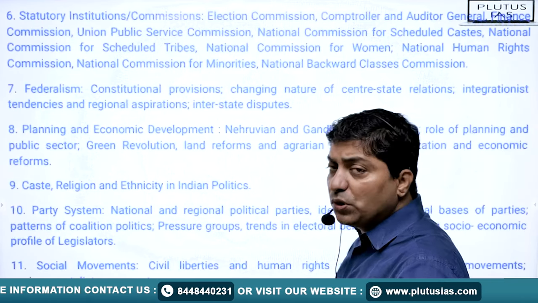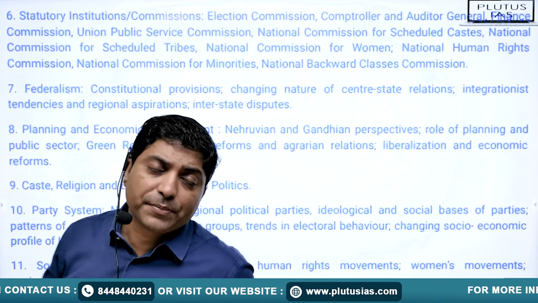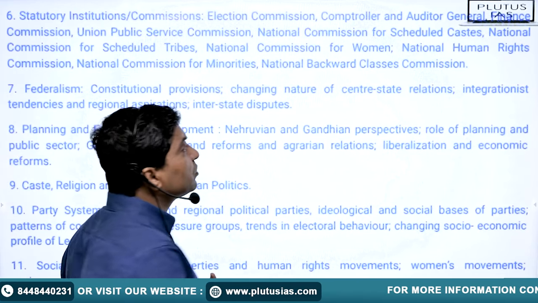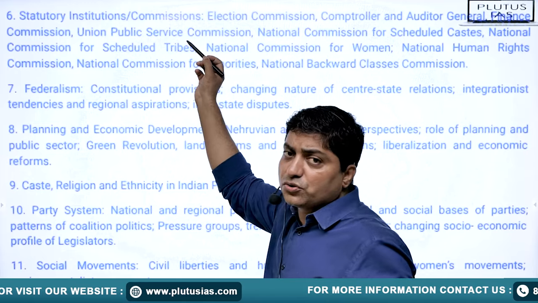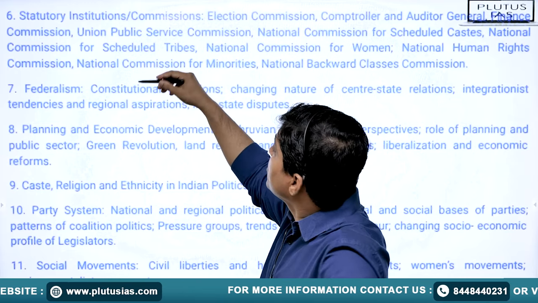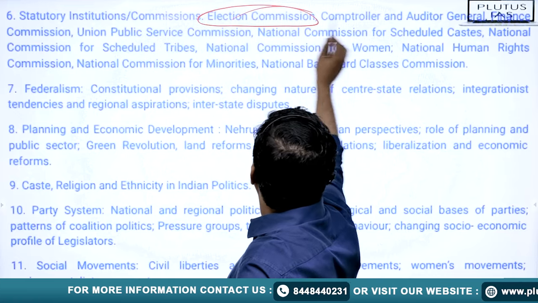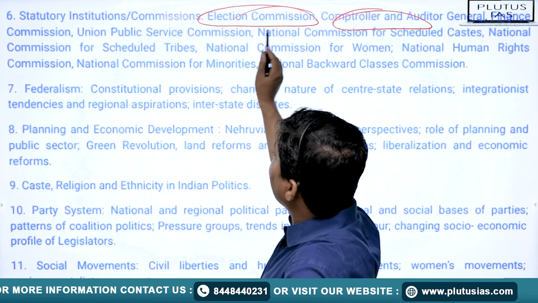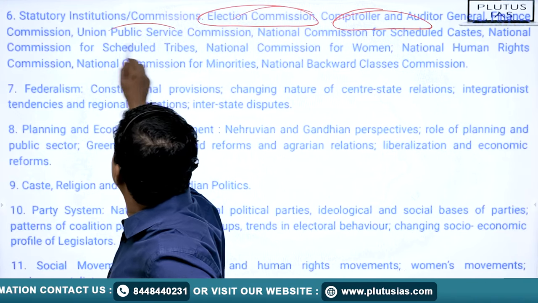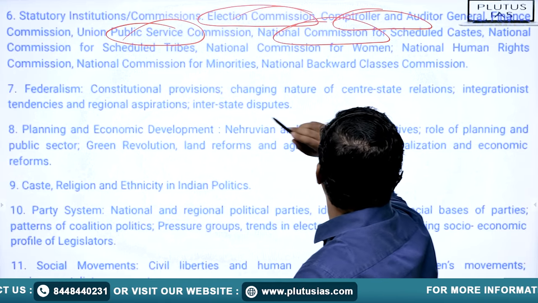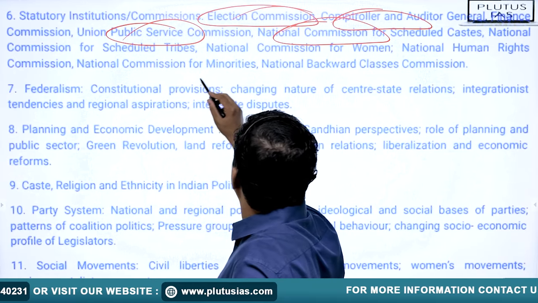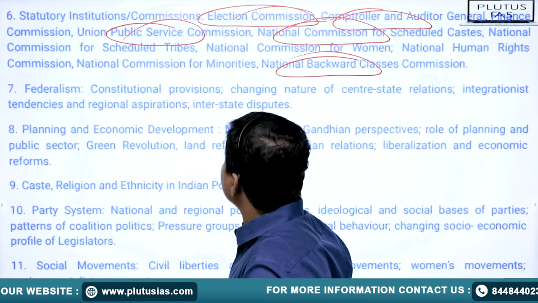And then if you look at the sixth topic, which is very important, it is about constitutional bodies and non-constitutional bodies, right? So here we need to study constitutional bodies like the Election Commission, CAG, Finance Commission, UPSC, National Commission for Scheduled Castes, National Commission for Scheduled Tribes, National Commission for Backward Classes.